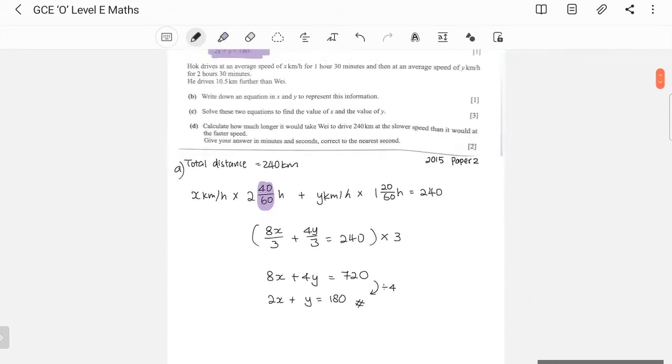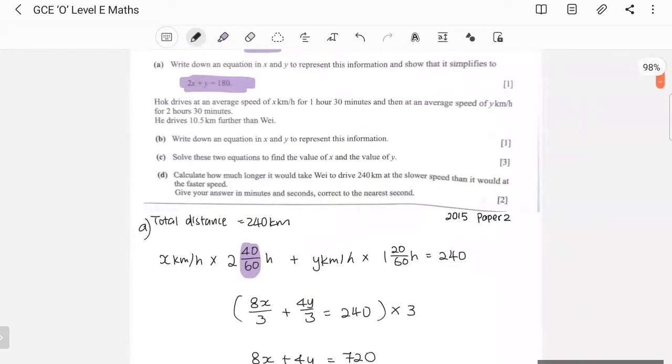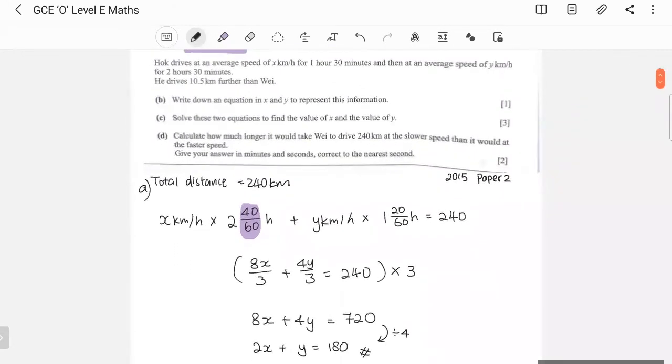For part B, there's another part here. Hawk drives at an average speed of x km per hour for 1 hour 30 minutes, and then at an average speed of y km per hour for 2 hours 30 minutes. He drives 10.5 km further than Wei. Now I want to write down an equation in x and y to represent this information. Similarly, I am trying to form an equation based on the information of Hawk's driving.